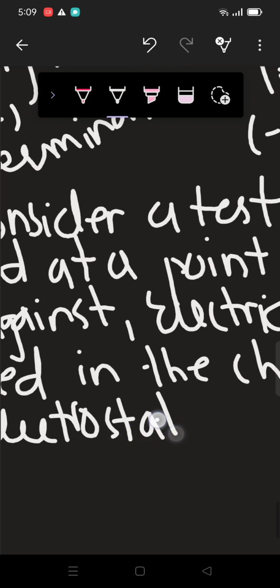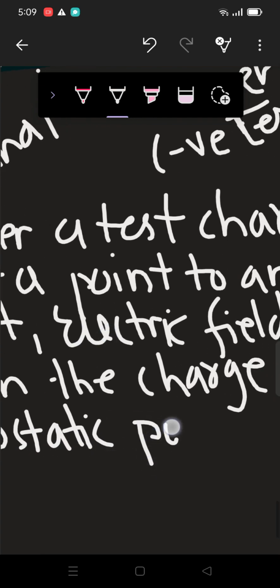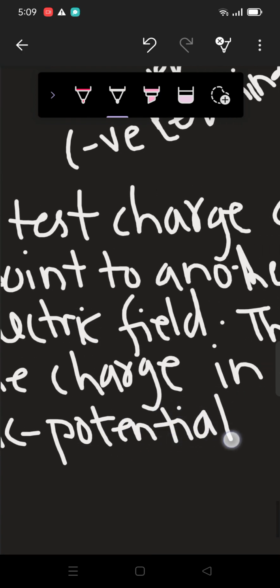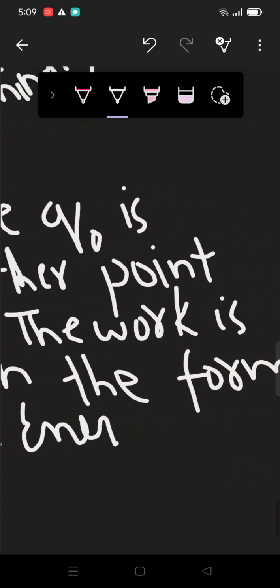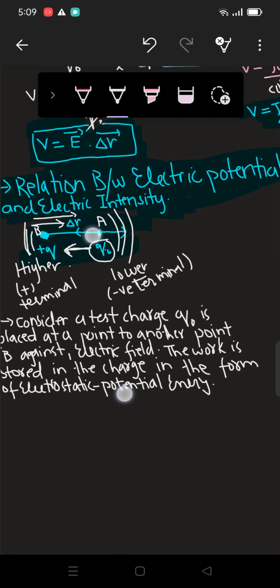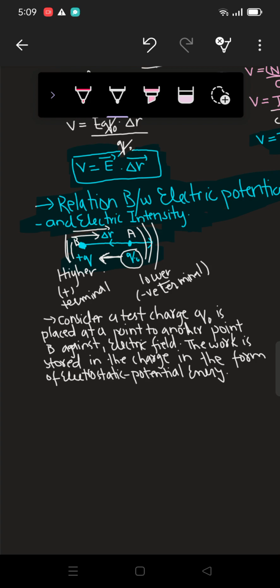Electrostatic potential energy, all right, or you can say work done per unit charge against the electric intensity. That is also what we call the potential difference. All right, now we have considered this too.